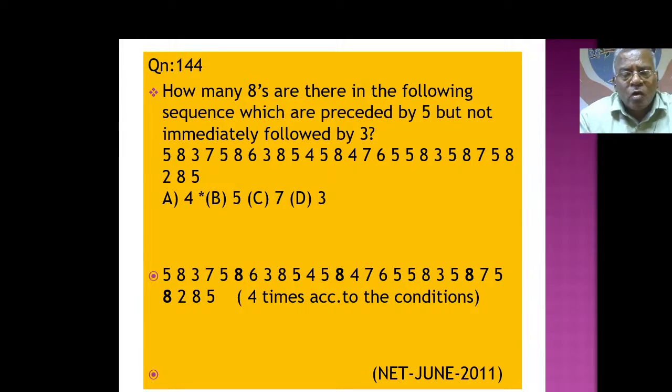So 4 times according to the conditions. You got the point? Okay. So that way you have to see 4 times according to the conditions. So you got the point. அதாவது 8க்கு முன்னால 5 இருக்கலாம், preceded by 5, but not immediately followed by 3. இந்த கண்டிஷனை வச்சு எத்தனை 8ன்னு பார்த்தீங்கன்னா 4 8 தான் தெரியும்.